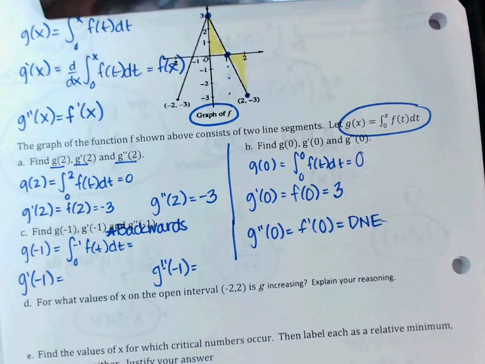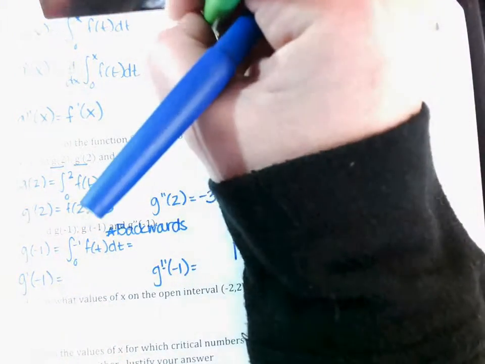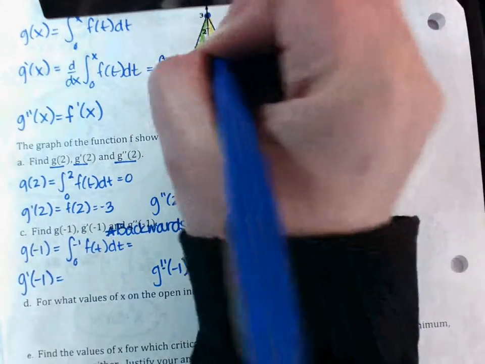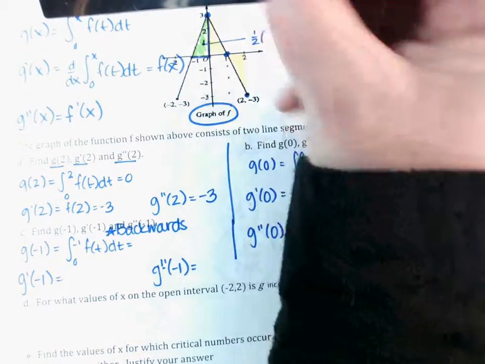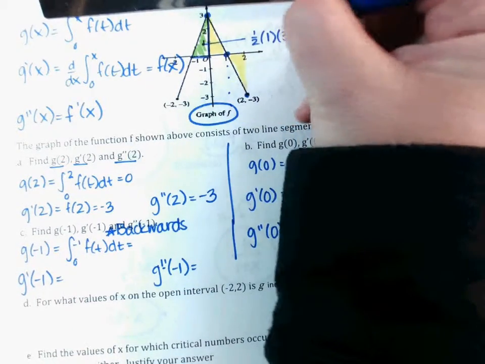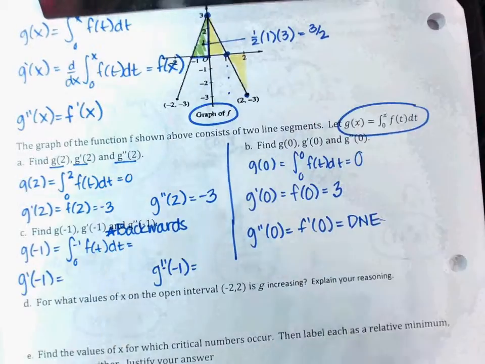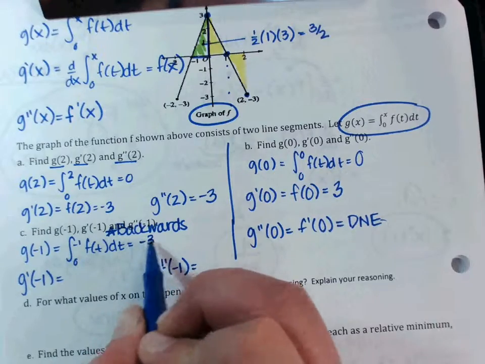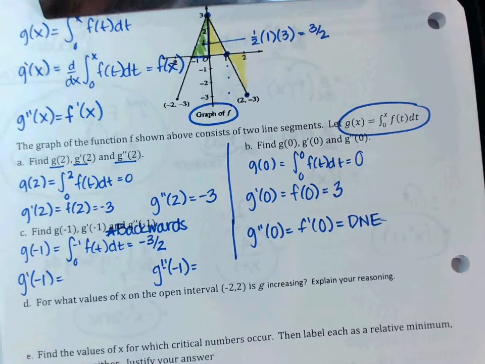It is a triangle. What's the area going to be? 1/2 base times height. So it's 1/2. My base is 1. My height is 3. So that is 3/2. And although the area is positive 3/2, the integral is going to be what? Negative 3/2.